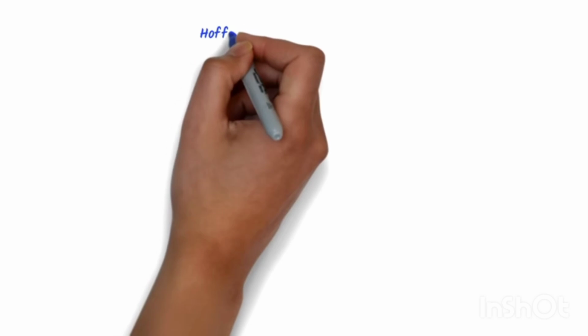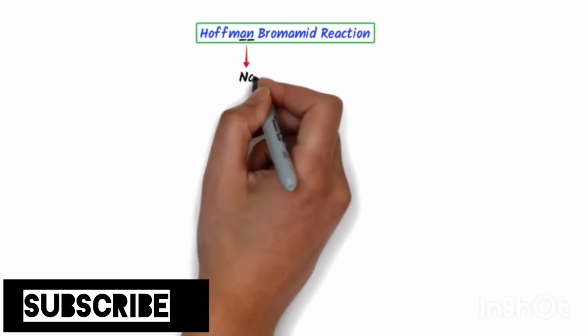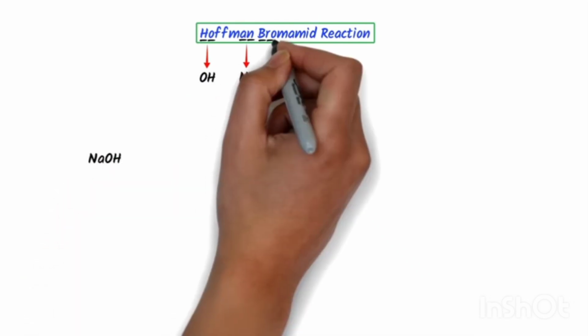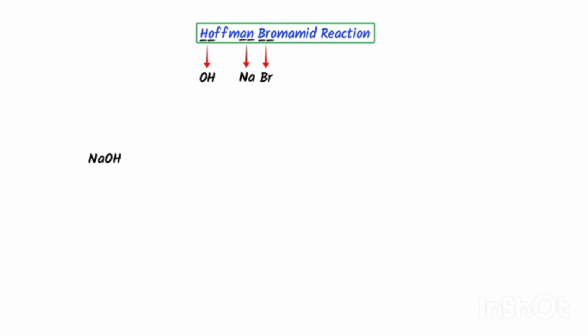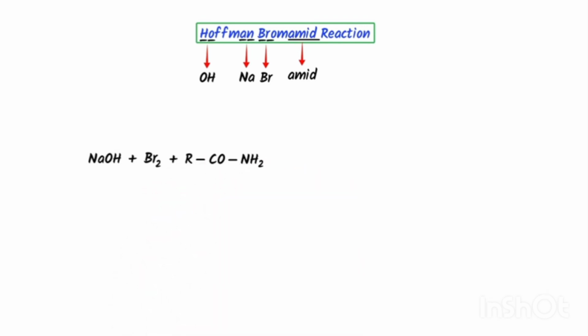Now let me teach you the Hofmann bromamide reaction. Well, I select Na and OH in Hofmann. I write it as sodium hydroxide. Plus I select Br in bromamide. I write bromine. Thirdly, I select amide in bromamide. We know that amide is R-CO-NH2. So these are the reactants of this reaction.